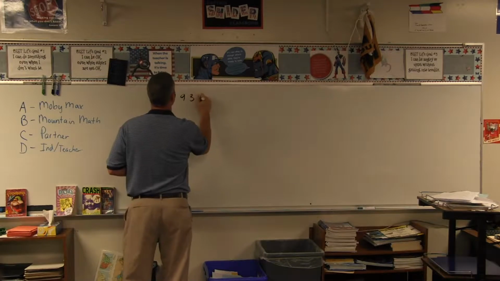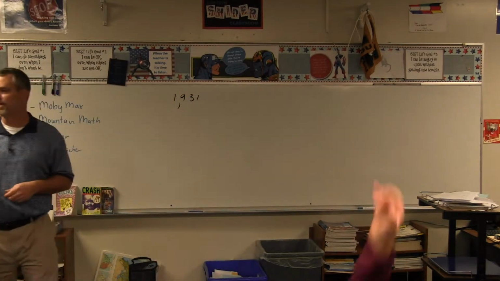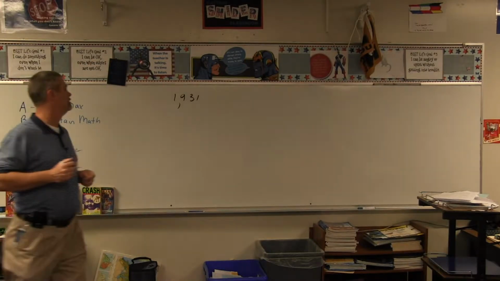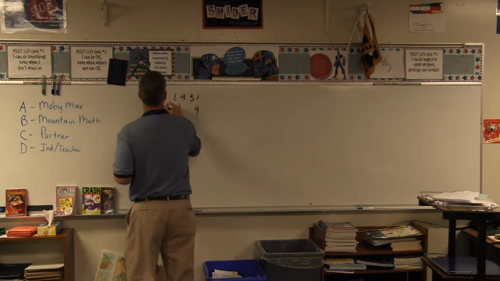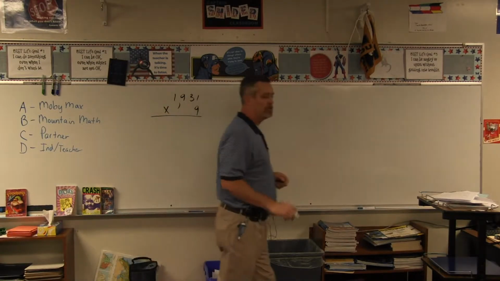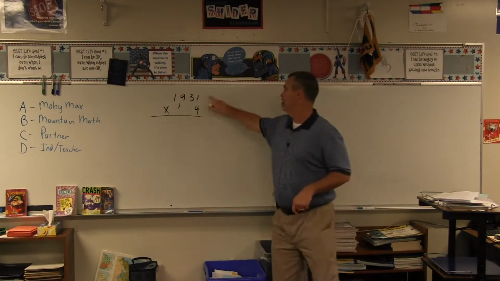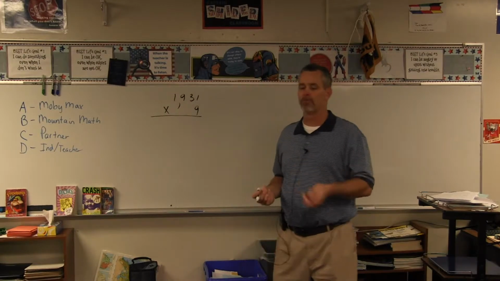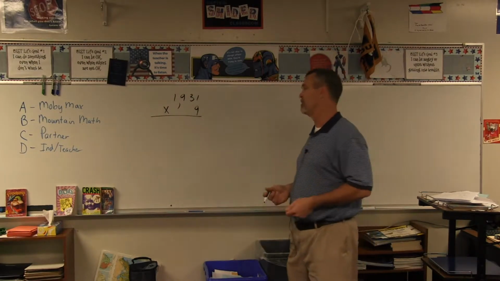1,931. Fantastic number. Somebody give me a 1-digit number. Jackson. 9. You love those 9s, boy. All right, so the traditional algorithm tells us to do this, carry, and do all that other stuff. We're trying to simplify it so that the kids will understand the mathematics and then eventually develop into the algorithm.